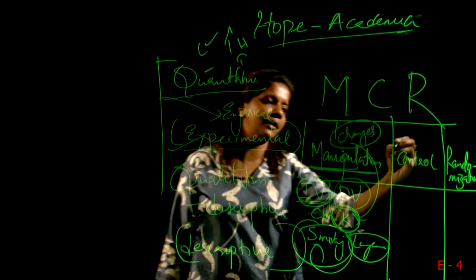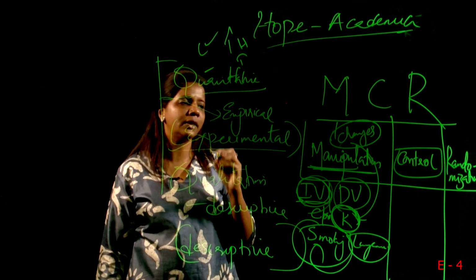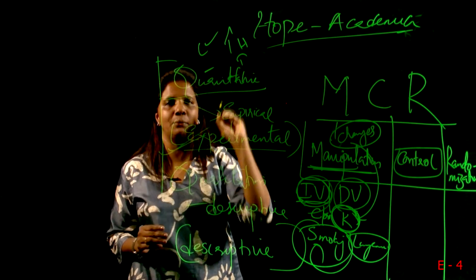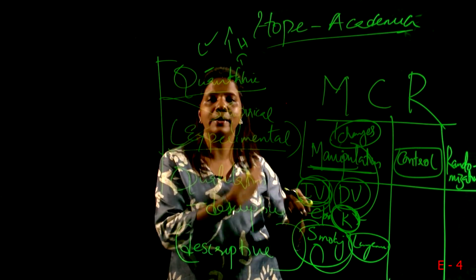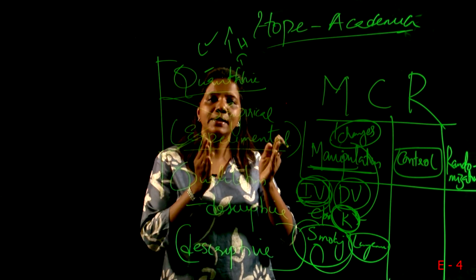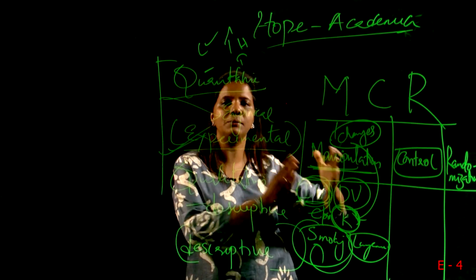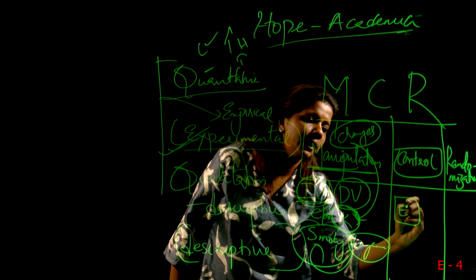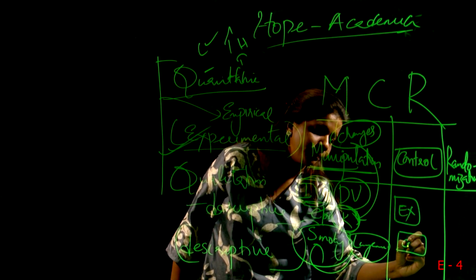Now come to the second one, which is called control. What do you mean by control? See students, I am talking about which type of study? Experimental. Okay. So when you talk about experimental research or experimental design, the researcher can have two groups. The researcher can divide the subjects into two groups. One is the experimental group and the other one is called the control group.